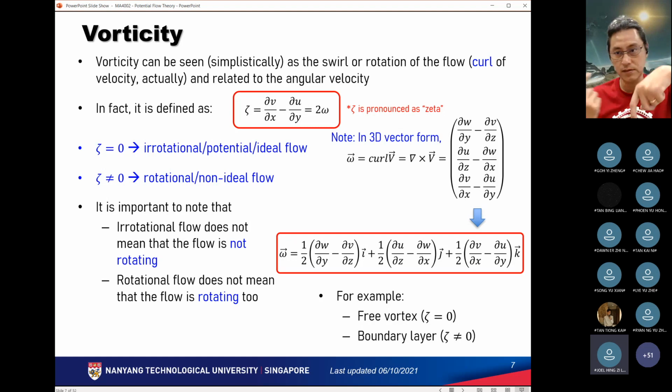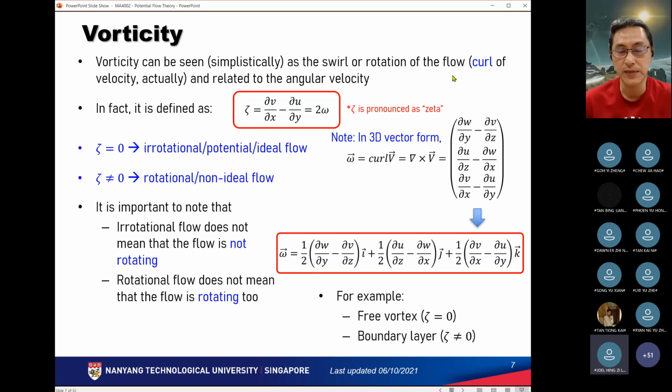Remember, it's not just if the vortex is rotating. We should look at it as the rotation. When we see a fluid rotate, we should ask ourselves, is the fluid being deformed rather than just simply spinning around? So vorticity can be seen as the swirl or the rotation of the flow.